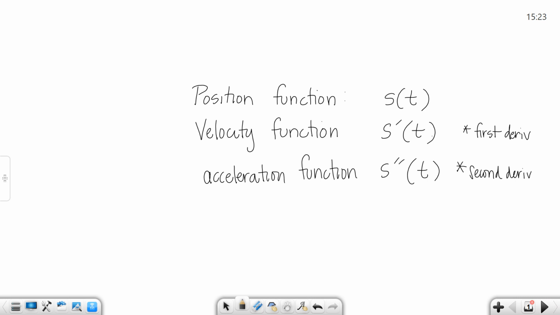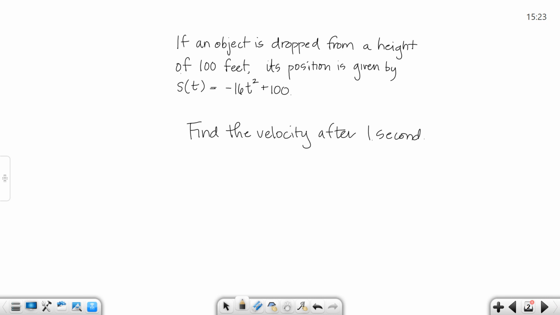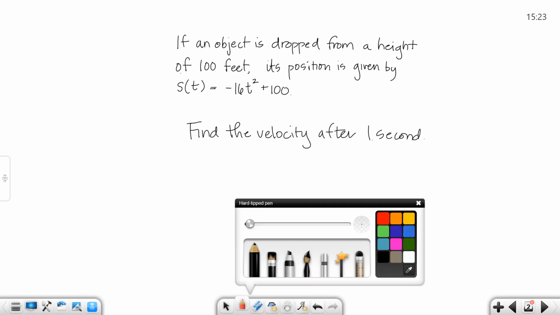Your velocity is your first derivative. Your acceleration is your second derivative. So you have your first problem. If an object is dropped from a height of 100 feet, its position is given by this function. Find the velocity after 1 second.